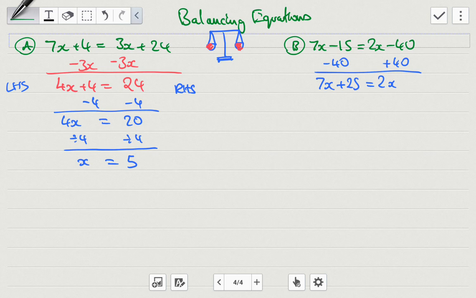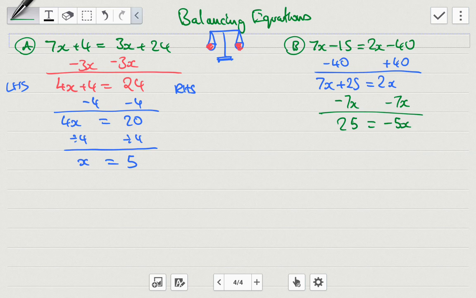So it would be a good idea if I put all the unknowns on one side and knowns on the other. So what I'm going to do is get this 7 to join this 2 because they're part of the unknown. So I'm going to minus 7x from this side and minus 7x on this side. That leaves me with 25 is equal to minus 5x, similar to what we had before.